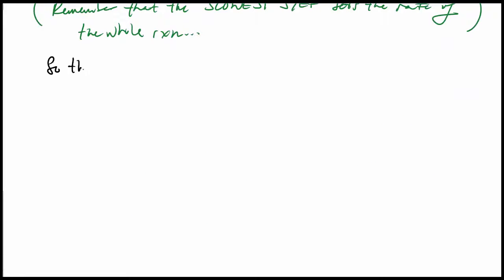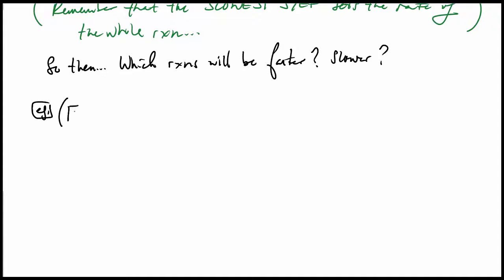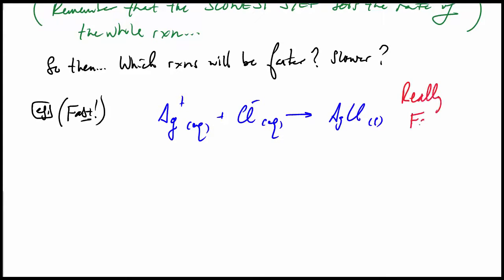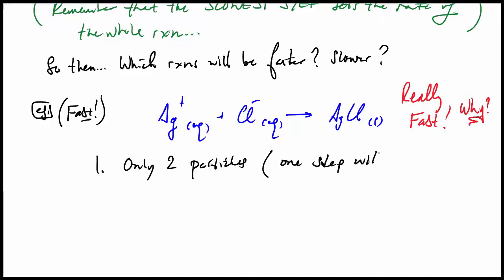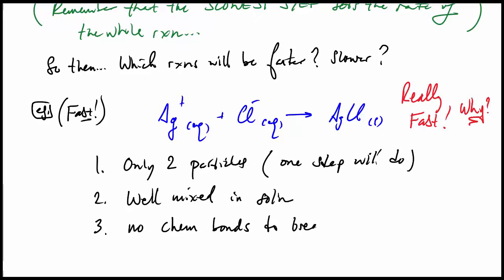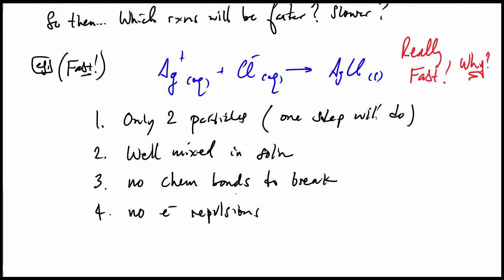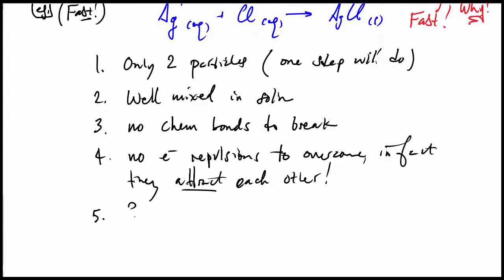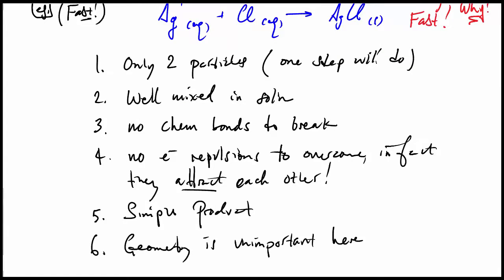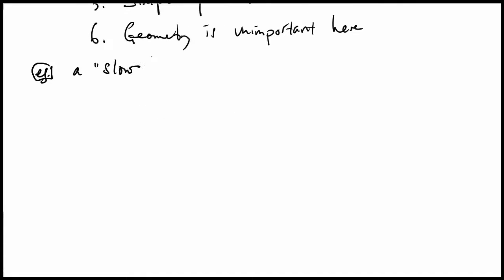Let's just look then and see if we can figure out which reactions will be fast and which ones will be slow. Let's start with a fast reaction. Here's one that comes to mind. This is the silver ion and the chloride ion making a precipitate of silver chloride. It's a really fast reaction. Why should that be? Well, there's only two particles and one step will do. Also, these particles are well mixed in solution. There's no chemical bonds to break. And think about this. There's no electron repulsions to overcome. In fact, these oppositely charged particles attract each other. Also, it's a simple product, and geometry is really not important. There's no special orientation needed. That reaction goes really fast.